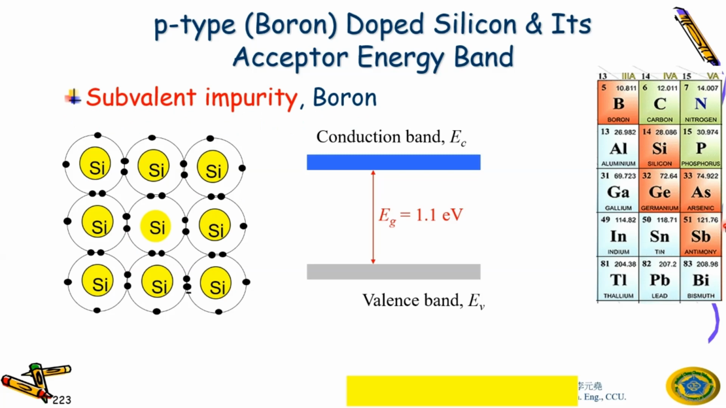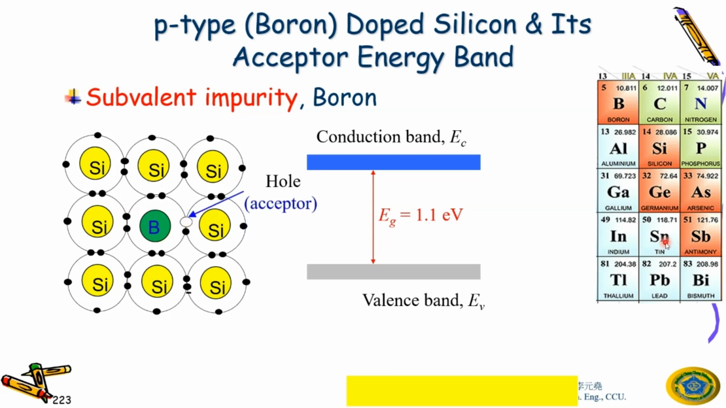We call what? Instead of supervalent, this is called subvalent. Subvalent impurities, boron. So you change this silicon to become boron. As a result, you have an extra electron hole here. Again, this is an impurity, so this must have a higher energy, right? So this is called a hole.